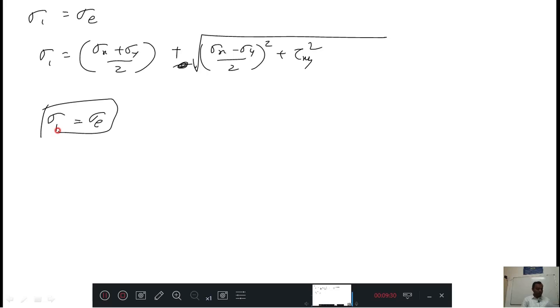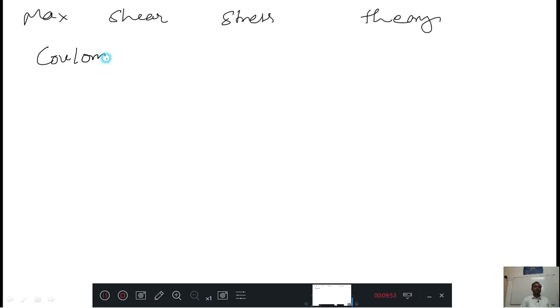Okay, this is the maximum principal stress theory. Now we will go to the maximum shear stress theory. This is called Coulomb's theory. Maximum shear stress theory, we'll take in the next slide. This is also called Coulomb's theory.